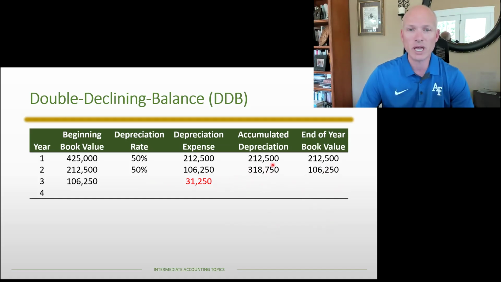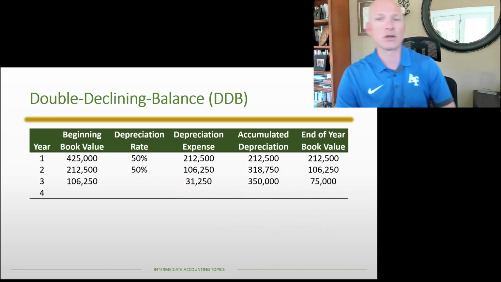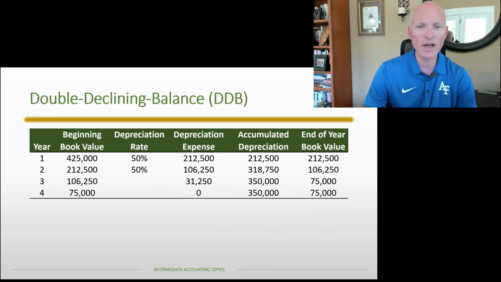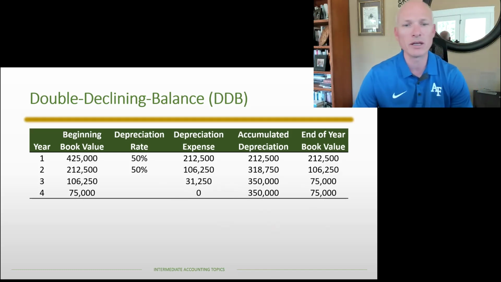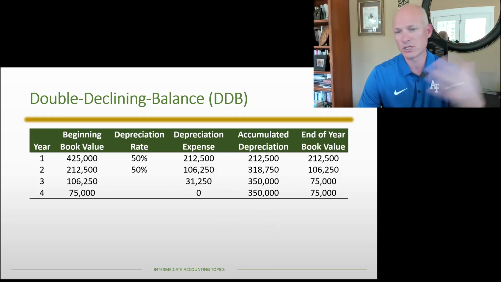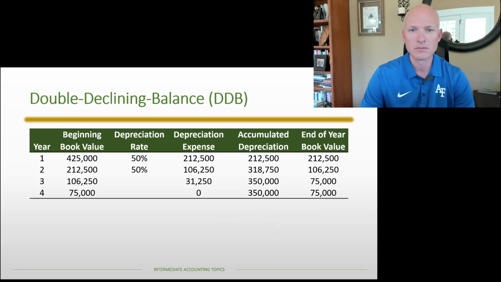And so to go from 318,750 to 350,000, the amount of expense that we need is $31,250. So we plug that in and we get the end of year book value of 75,000. And then the last year, of course, we fully depreciated it. And so we don't have anything left to depreciate in that fourth year. We just leave everything as is.